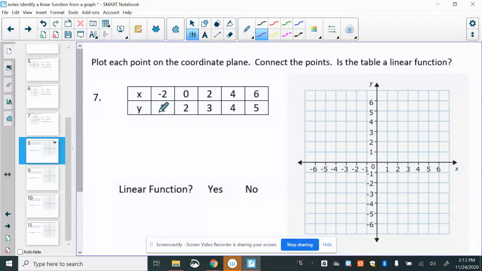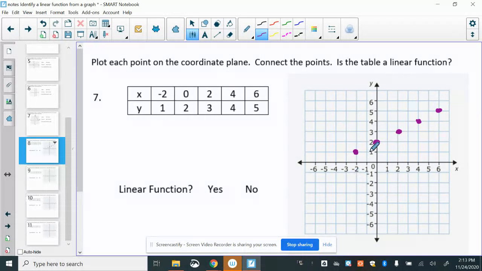Plot each point on the coordinate plane. Connect the points as a table of a linear function. All right, so the first point is negative 2, 1. That's here. 0, 2. 2, 3. 4, 4. And 6, 5.